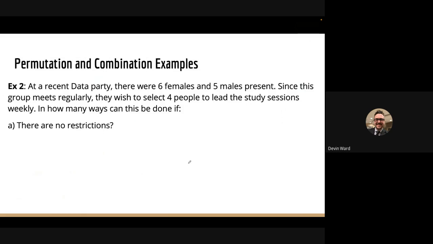There are 6 females and 5 males present. Since this group meets regularly, they want to select 4 people to lead the study session every week. Okay, and how many different ways can this be done if there's no restrictions? Now, remember, there's no specific roles. Therefore, we have a combination, okay, because the order does not matter.